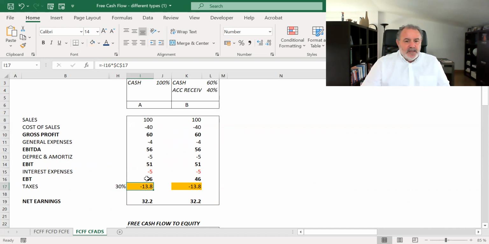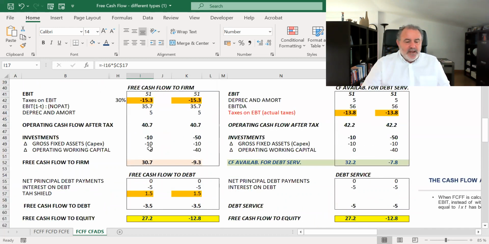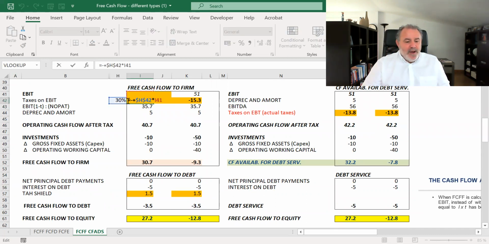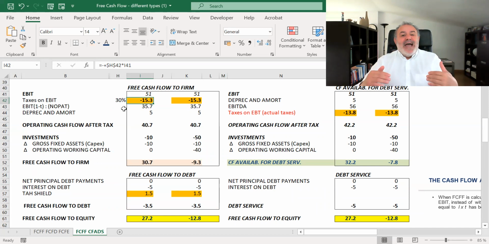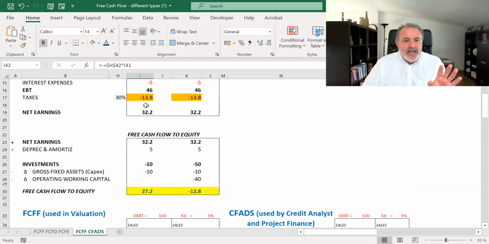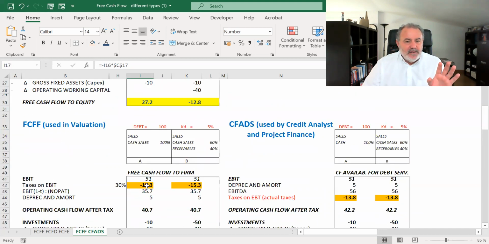But remember that when we were calculating the taxes on EBIT, we calculated 30% on 51, the earnings before interest and taxes. Therefore, we were calculating more taxes than we should. So we are applying to the free cash flow to the firm more taxes than the actual taxes here. So I'm penalizing the free cash flow to the firm that we use in valuation, because we are computing more taxes. So what we are going to do now is to just add back those taxes. All right.